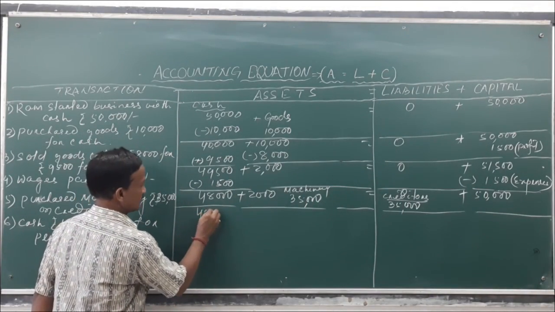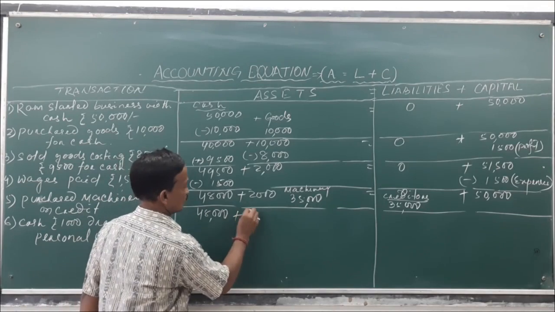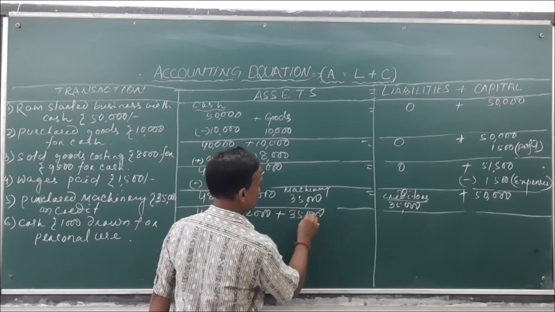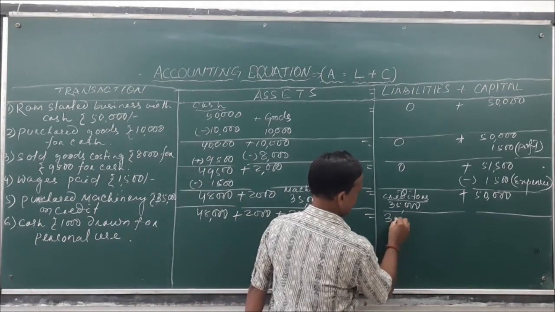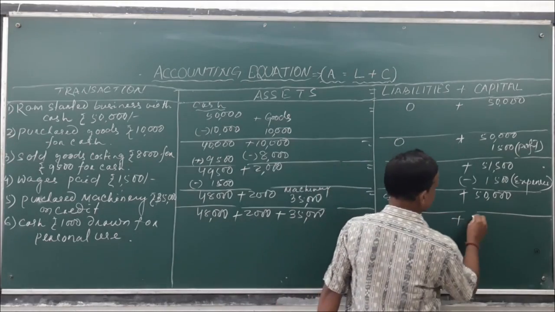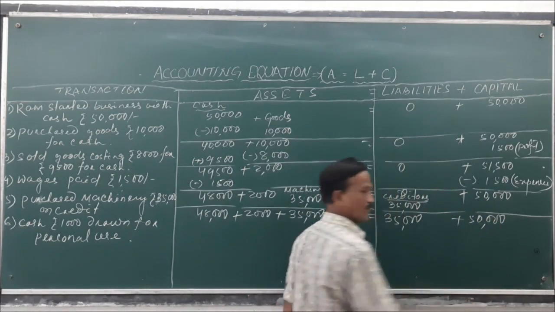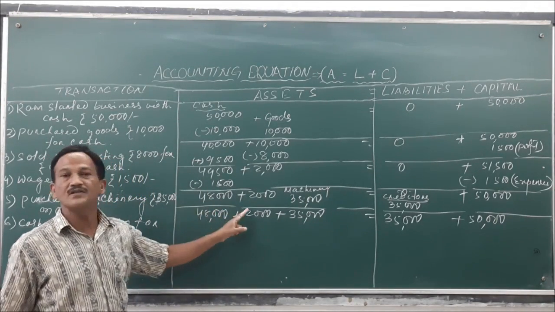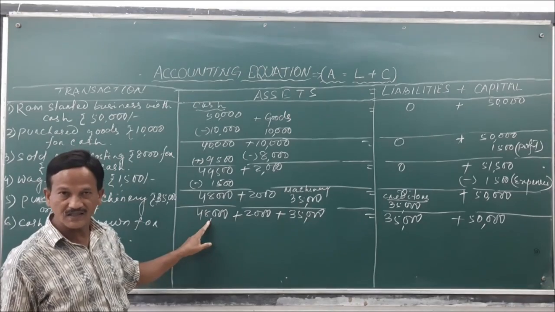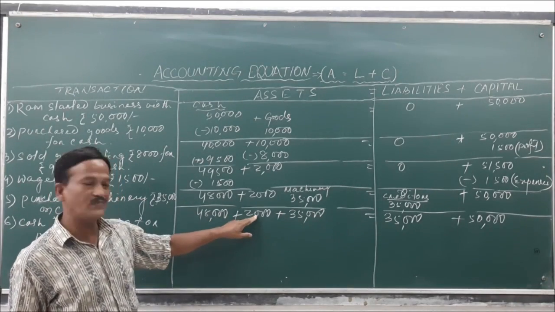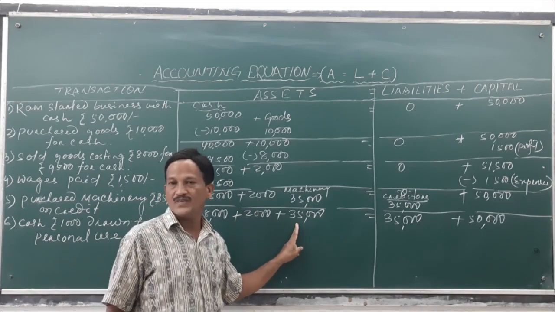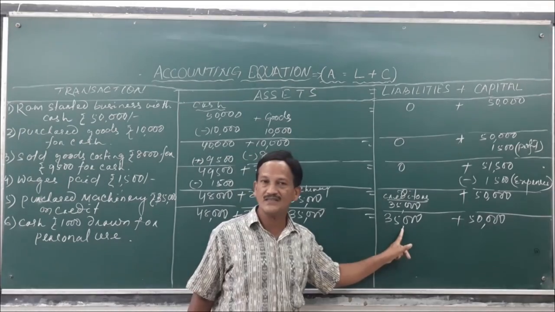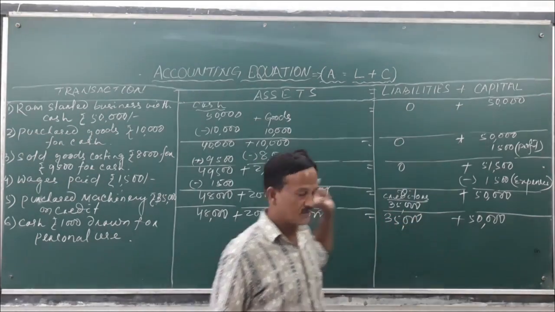After this, the equation is: 48,000 cash, goods 2,000, machinery 35,000, equals creditors 35,000 plus capital 50,000. After the machinery is purchased on credit, 48,000 cash remains, 2,000 goods remain in hand, machinery comes in as a new asset of 35,000, equals new creditors, liabilities 35,000, and capital 50,000.